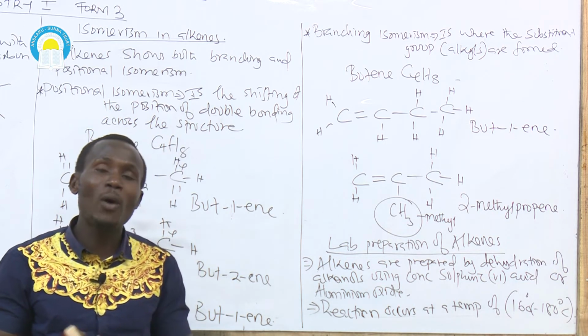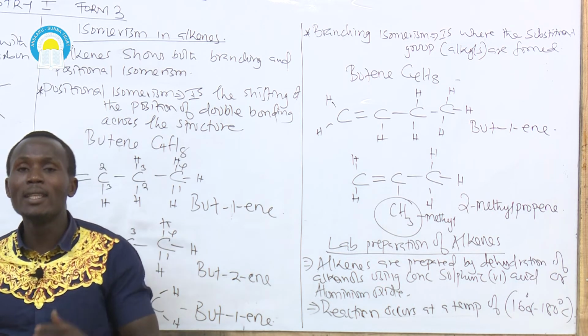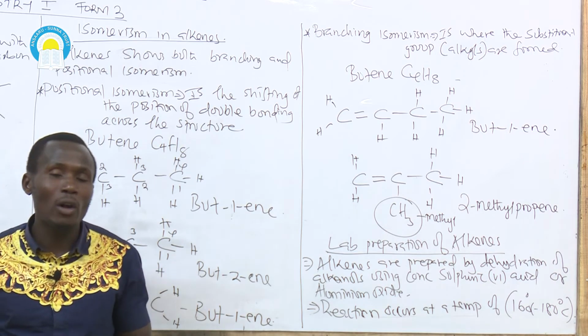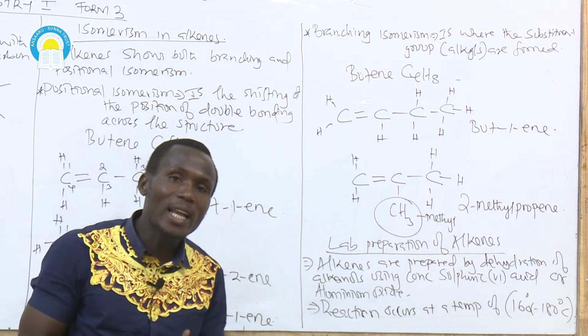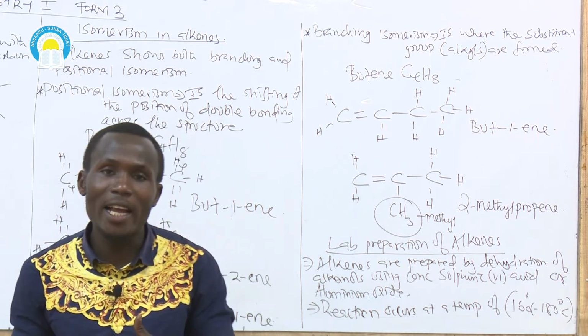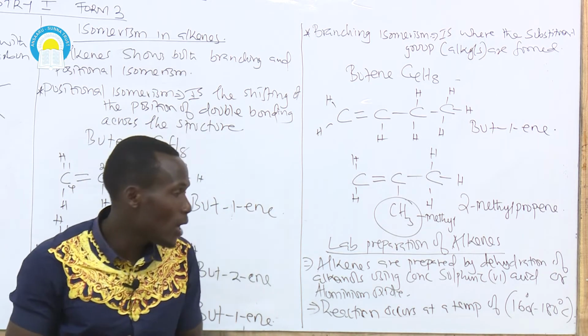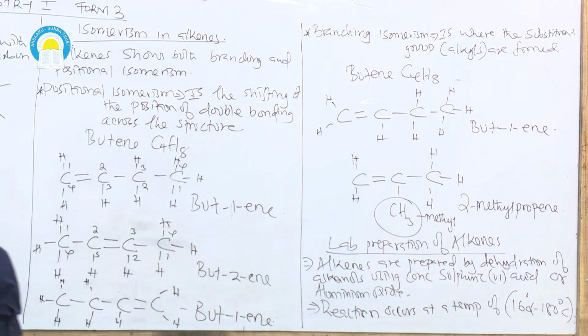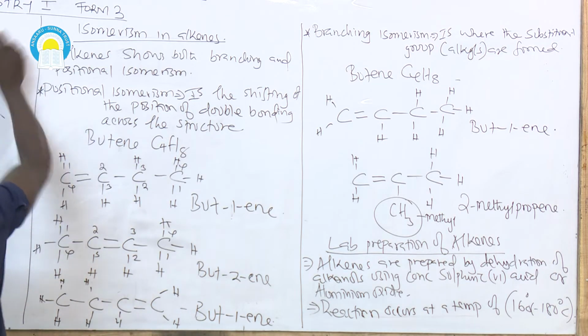For example, if I want to obtain ethene, I dehydrate ethanol. If I need propene, I carry out dehydration of propanol. If I need butene, I carry out dehydration of butanol. So, an example of the reaction.